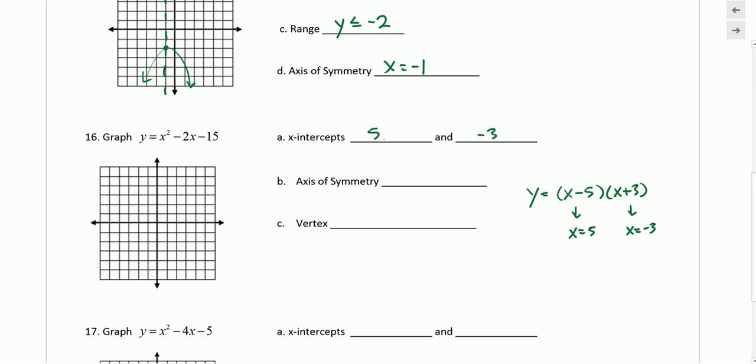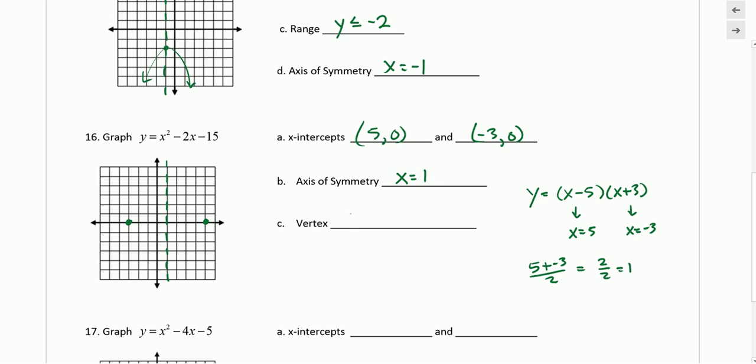And we could write (5, 0) and (-3, 0), because those are the actual points. I'm going to plot those. And then our axis of symmetry is right in between those points. So if we average those points, if we take 5 plus negative 3 and divide by 2, we end up with 2 over 2, which is 1. So that's my halfway mark at 1. So axis of symmetry is x equals 1.